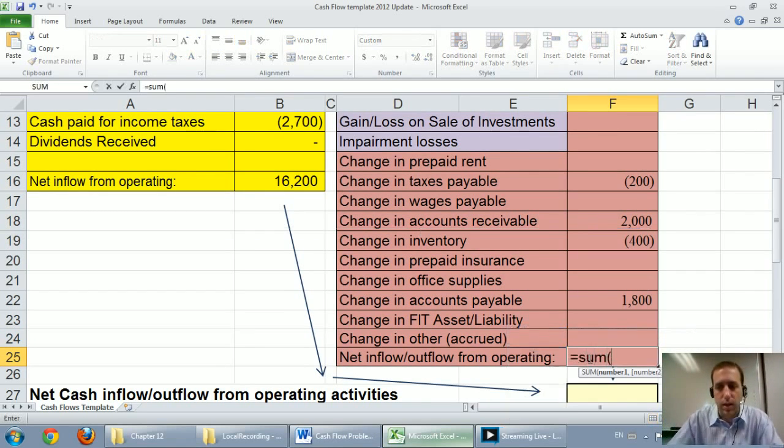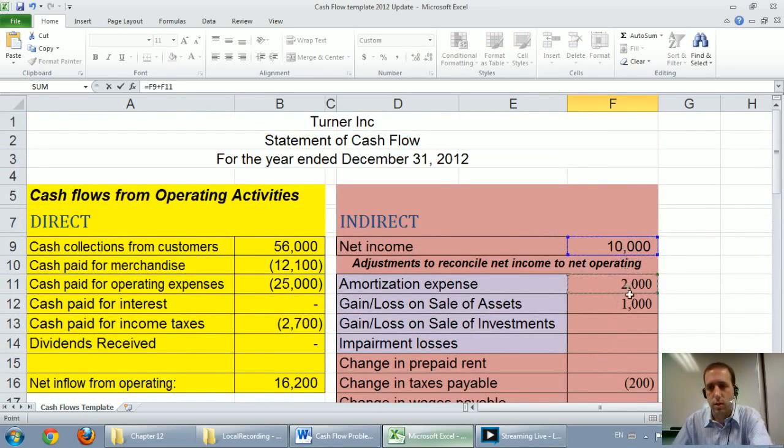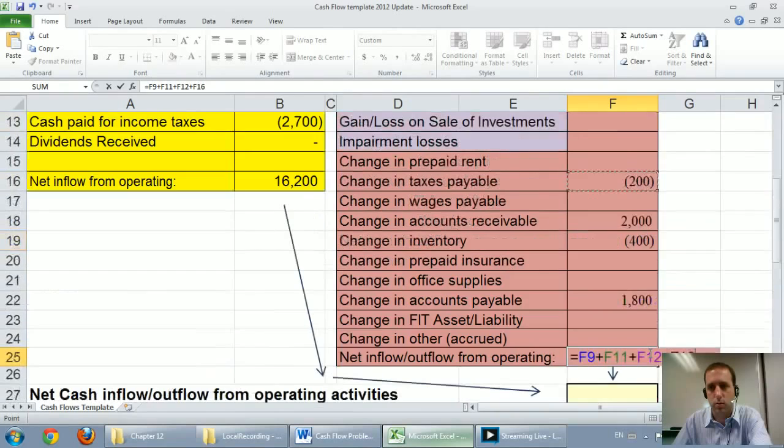Let's sum up our list. Actually, let me do it this way. I'm going to equals that plus that plus that plus that. Plus that plus that plus that.